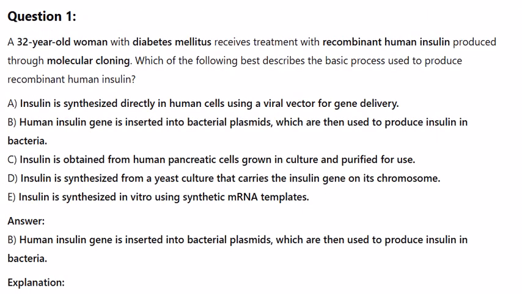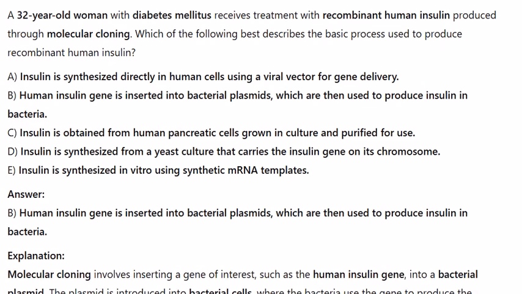Here are two high-yield USMLE-style questions focused on molecular cloning and its applications. Question 1. A 32-year-old woman with diabetes mellitus receives treatment with recombinant human insulin produced through molecular cloning. Which of the following best describes the basic process used to produce recombinant human insulin?